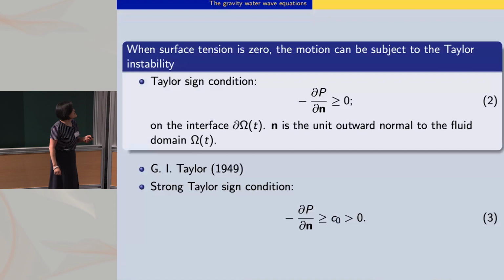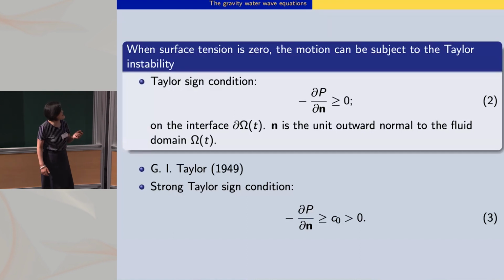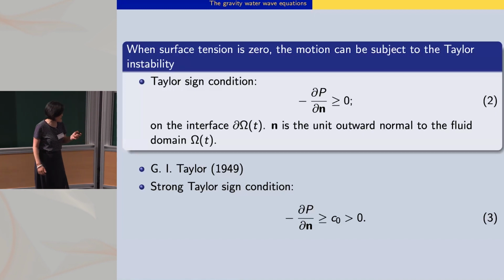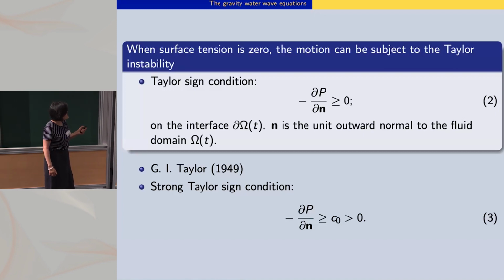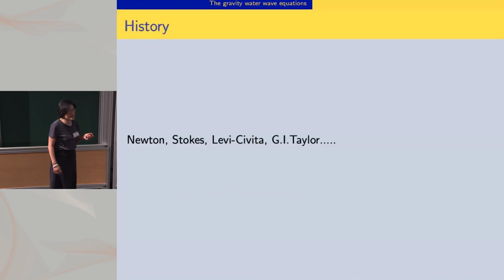Now there is a very important condition associated with this problem, in particular when surface tension is 0, which is the Taylor sign condition. Basically it requires that the pressure should be increasing in the inward normal direction. This condition was proposed by G. I. Taylor in 1949, and you can make it strong by putting a positive lower bound on it.